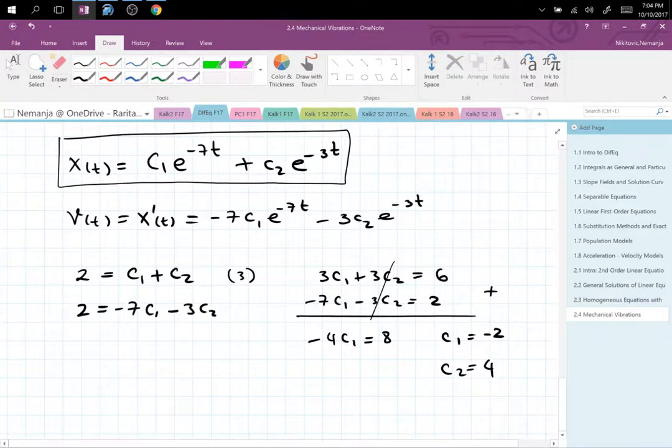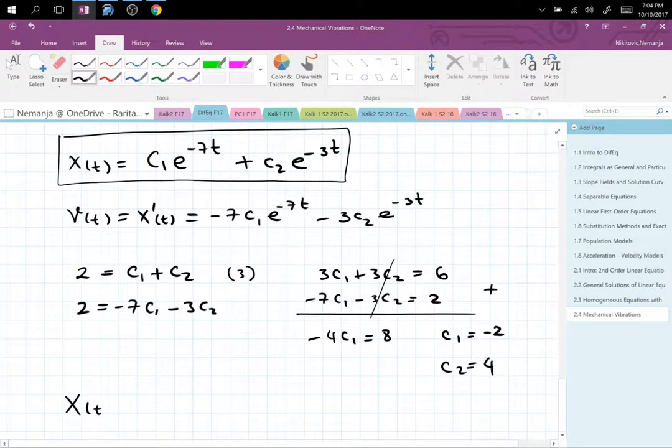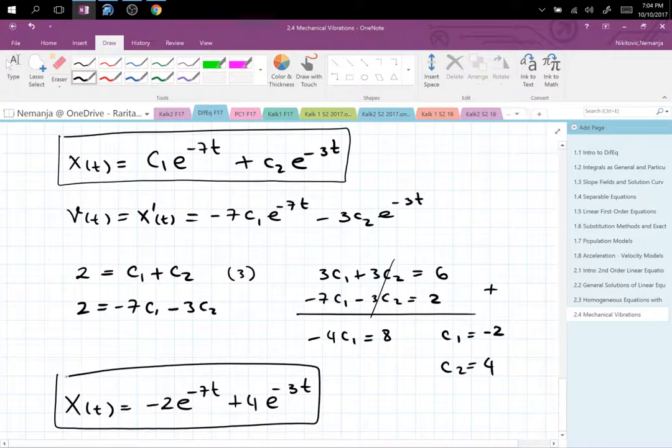So what do I have now as a particular solution? x of t equals c1, which is negative 2e to the negative 7t, plus 4e to the negative 3t. And that would be the particular solution because we used every initial condition, right?